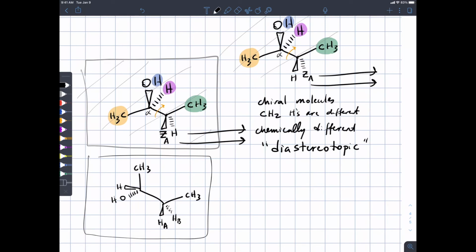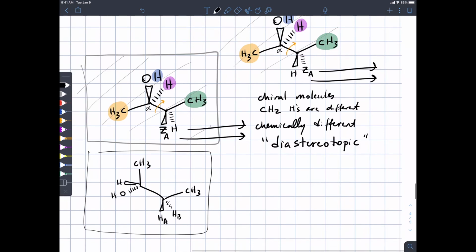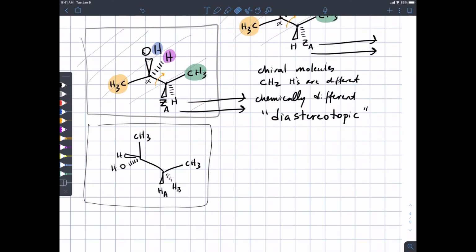Just to confirm, those two hydrogens on the CH2 will have different peaks when you do the hydrogen NMR? Yeah, so the question is, if they are chemically different, will we see two different peaks for those protons? And the answer is we might. It depends on the molecule.